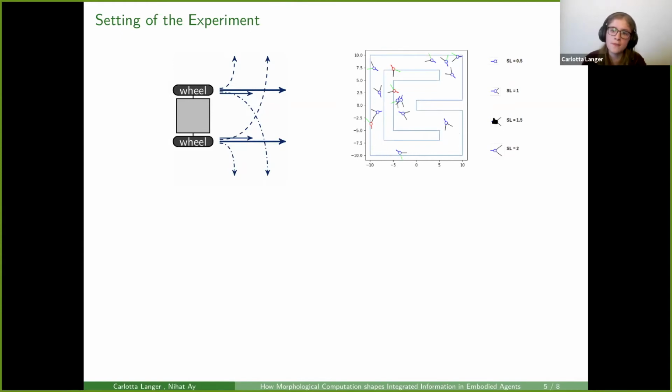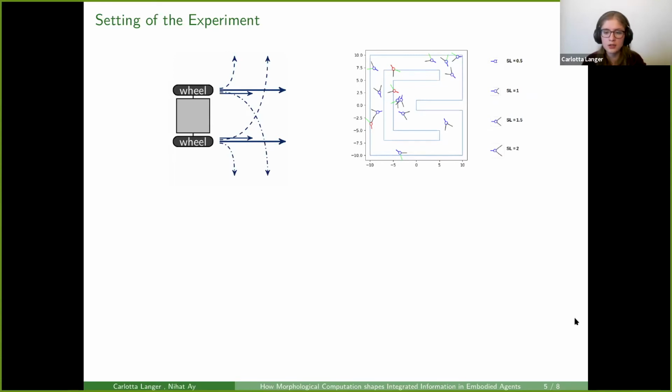And now we can vary the length of the sensors from very small to very long. And by varying the length of the sensors, we directly impact how well the agents perceive their environment and therefore how complex the task of moving in that environment is for them. Therefore, this impacts how much computation has to be done by the controller, and it is a type of morphological computation. It has been called pre-processing or morphology facilitating perception.